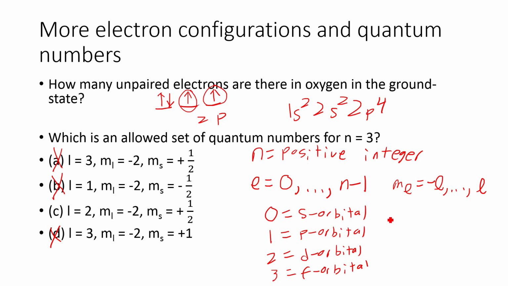While we know the answer is C, I'll go over the last one just to make sure you're okay with it. M sub S can have two values, minus 1/2 or plus 1/2, corresponding to spin down and spin up. So if D had had an okay L value, it would still be incorrect because m sub S can't be equal to positive 1. So this tells us that our answer is C. For an n equal to 3, we could have an L equal to 2, an m sub L equal to minus 2, and an m sub S equal to plus 1/2, and that would be a perfectly fine set of quantum numbers.